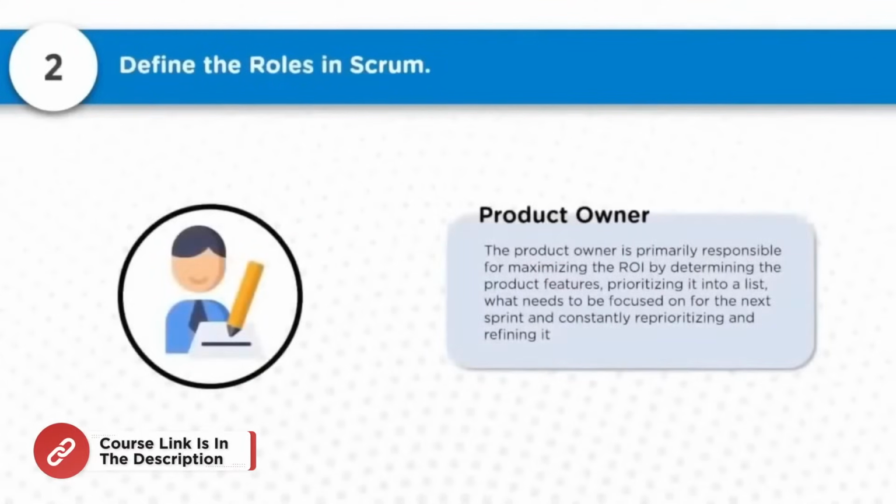So, define the roles in Scrum. What are the typical roles we come across in Scrum? One of the roles is the product owner. The product owner is primarily responsible for maximizing ROI by determining the product features, prioritizing them into a list, deciding what needs to be focused on for the next sprint, and constantly reprioritizing and refining it.